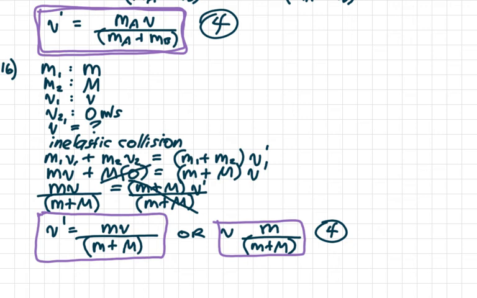bullet pre-collision. And honestly, in the forensic analysis, usually they'll measure the velocity after the collision, and that's a lot easier to measure. Then they'll figure out the velocity pre-collision of the bullet. But anyway, 16 is 4, and 15 and 16 are pretty much the same problem.